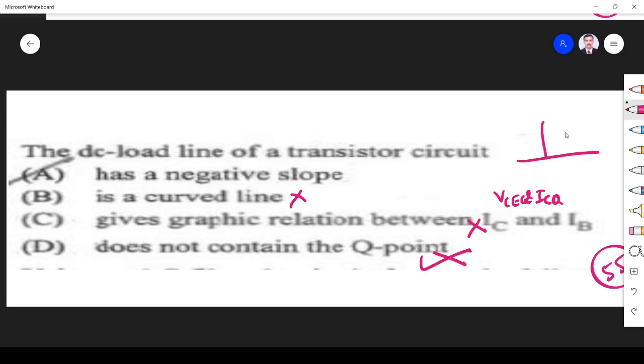So it will be like this, right? What we have seen, here only we have the Q point. It is VCE, IC. It is a negative resistance line, so it has a negative slope. So option A is the right answer.